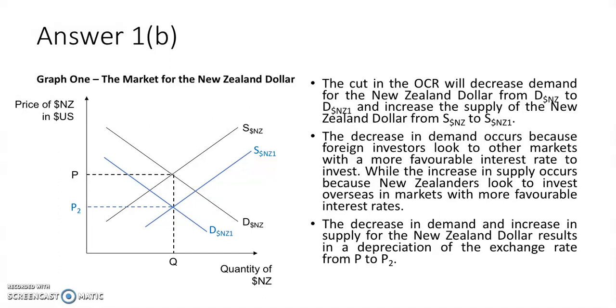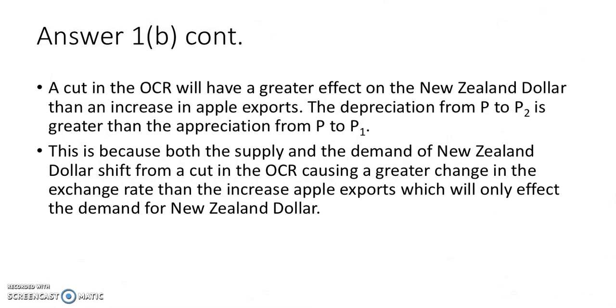Now the compare and contrast for the excellence. Well, in this case, it's a fairly straightforward answer. First off, state what you believe. So the first bullet point, I'm going to be quite clear. Cutting the OCR will have a greater impact than increasing apple exports. I've also referred to the graph, so I know that one depreciation is greater than appreciation. So that's my statement.